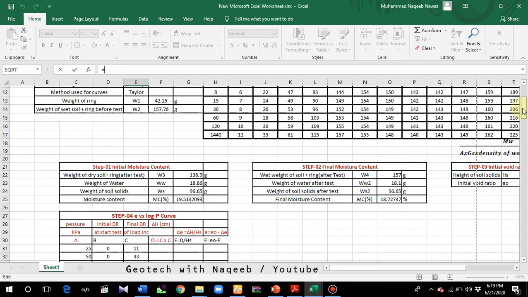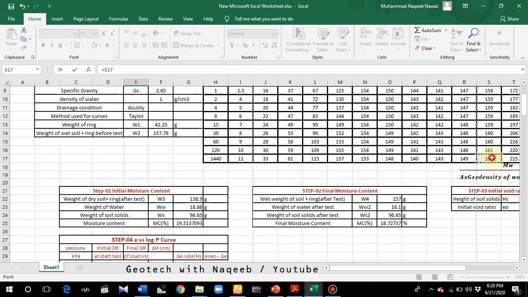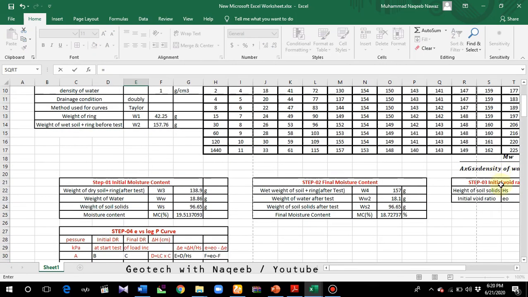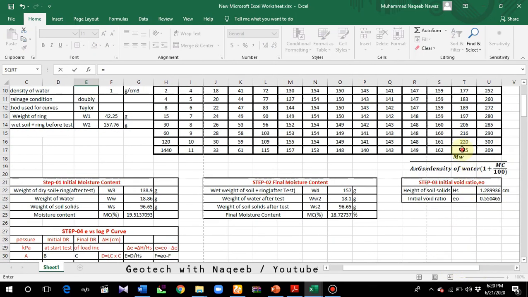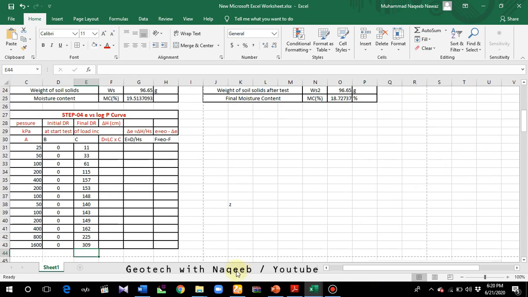After 143, it is this value basically. So 149. After that, this one, and this one, and the last value 309. Okay, now the next step is to convert these values into centimeters. So delta H, we have to find out the change in thickness. If we multiply 11 with the least count, that is 0.001, the reading will be in centimeters. That will be subtracted from the initial reading and will give us delta H, the change in thickness.